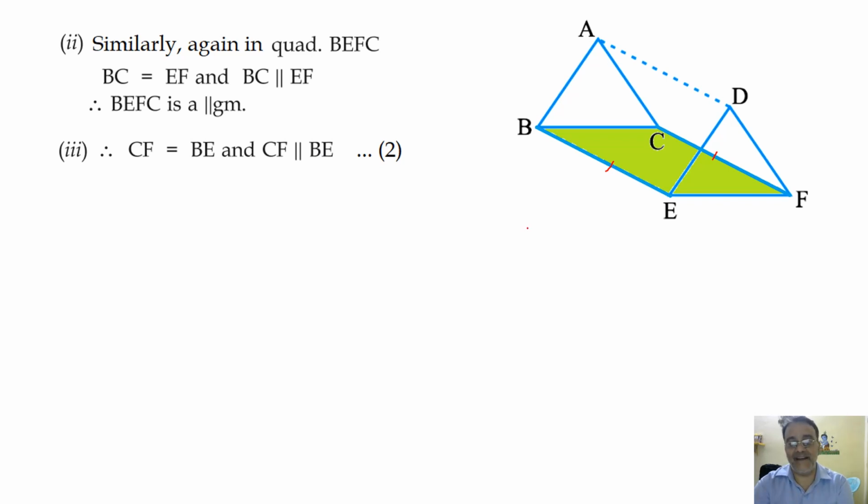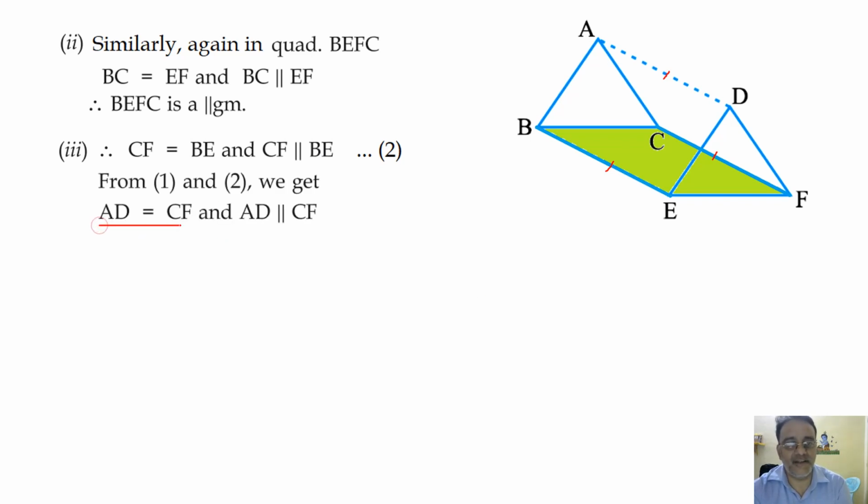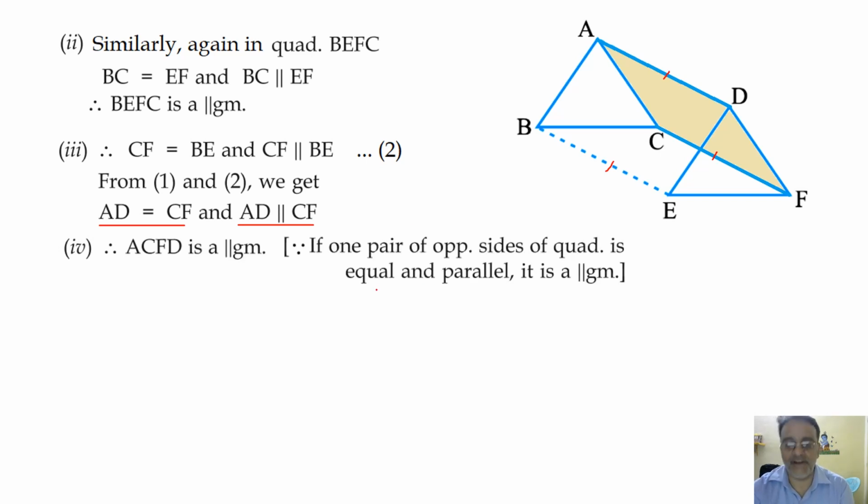Now from equation 1 and 2, look carefully, AD and BE were parallel and CF and BE are parallel, and both are equal also. So from 1 and 2 we get AD parallel to CF and AD is equal to CF. Both are equal and parallel. So this will imply ACFD is a parallelogram. Why? Because if one pair of opposite sides of a quadrilateral is equal and parallel, then it is a parallelogram.